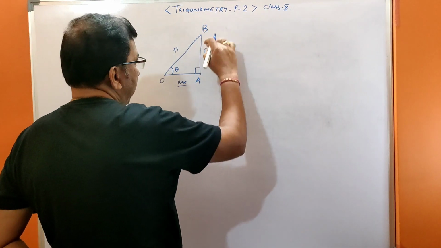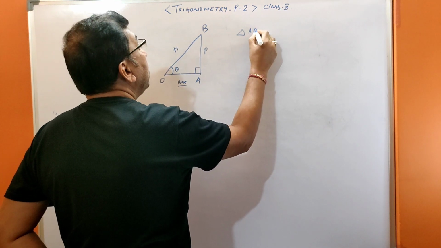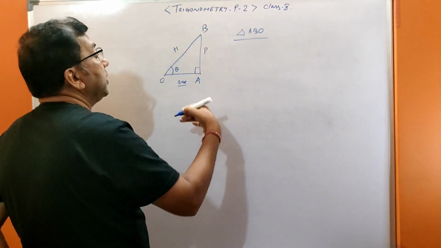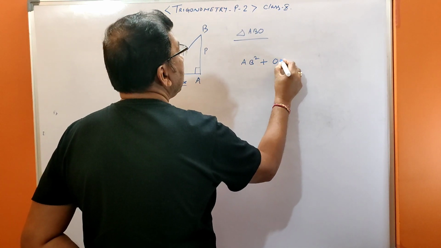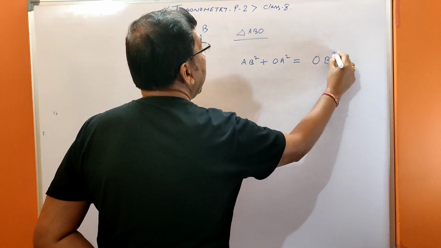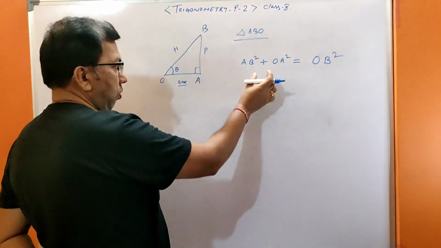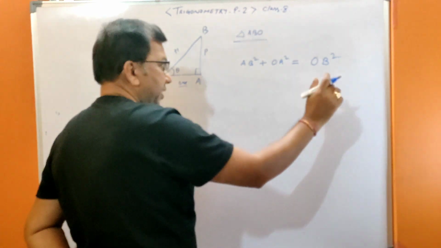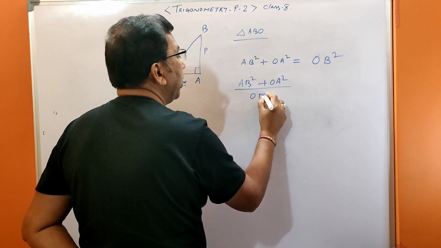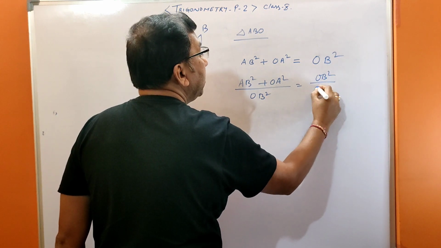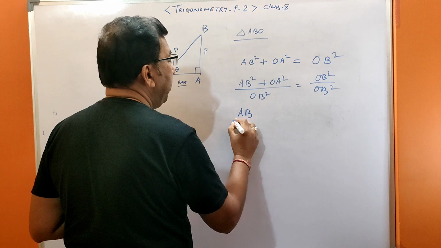So, what do we know? By applying the Pythagoras theorem in this right angle triangle ABO, AB square plus OA square equals OB square. We know hypotenuse, base, perpendicular. Divide both sides by OB. Dividing both sides by OB, I am not writing it out here. That means (AB square plus OA square) by OB square equals OB square by OB square. Clear? Divide both sides, so separate it. That is AB by OB.